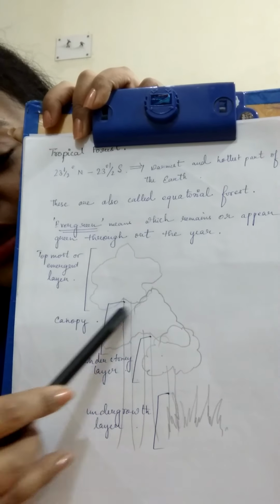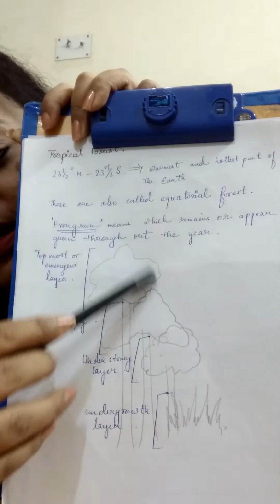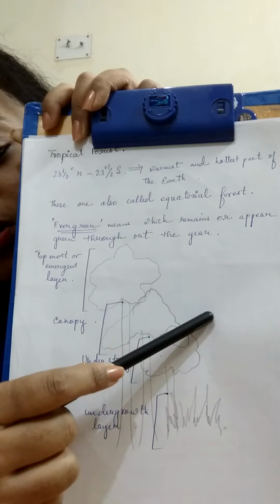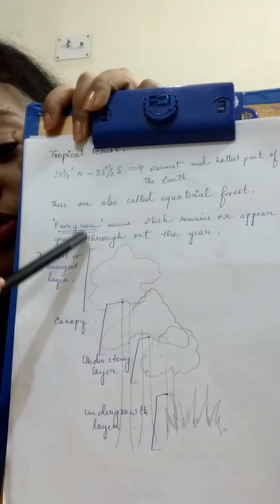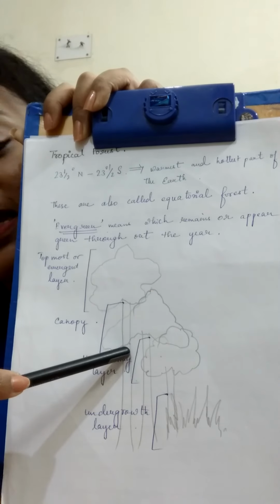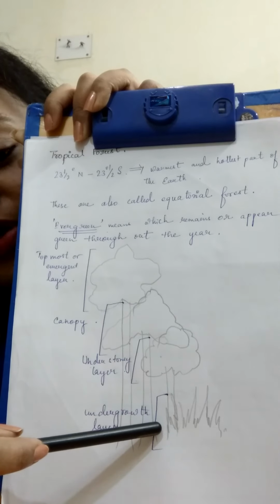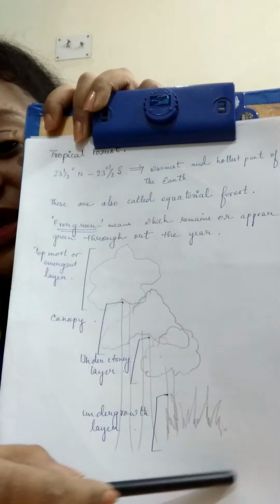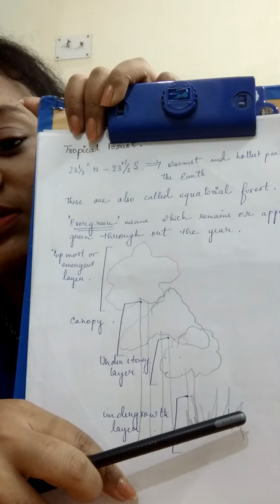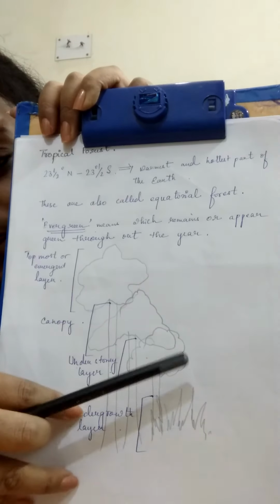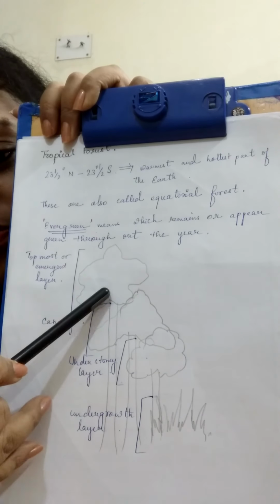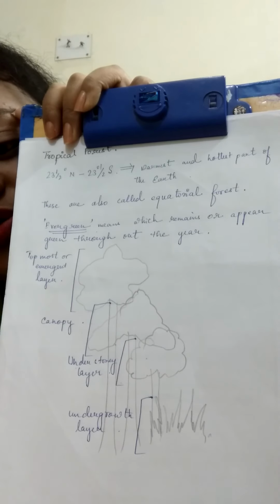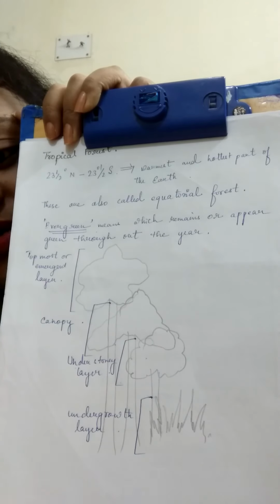This layer blocks all the sunlight from reaching the ground. The sunlight is blocked by this canopy layer, so very little sunlight reaches the ground. That is the reason the ground portion is very damp and wet, because it does not get sunlight. So the topmost layer is the emergent layer. Below the topmost layer is the canopy layer, which has umbrella-like structured trees.